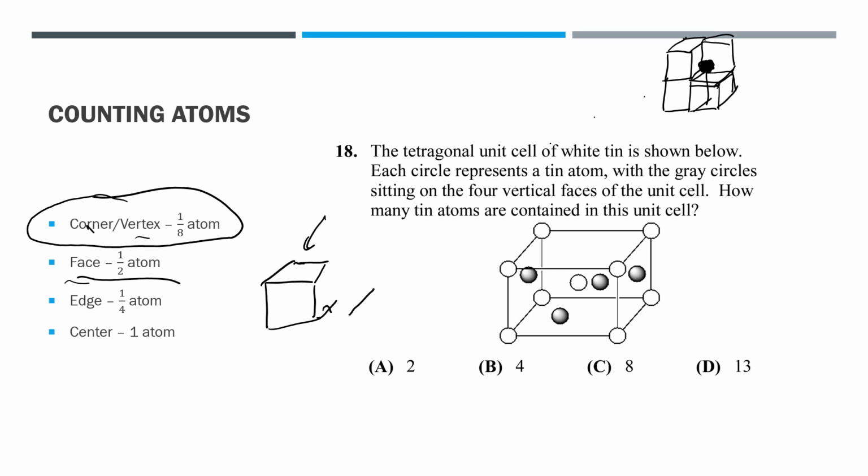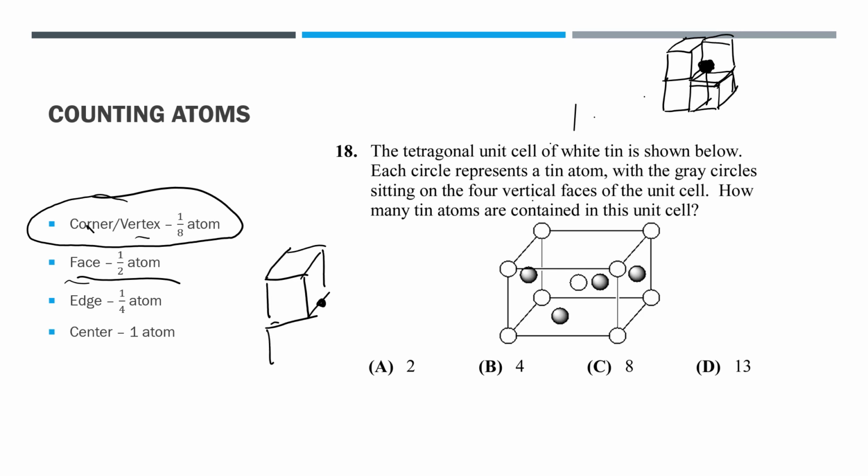Next, let's talk about the edges, right? So we have a similar idea for every single one of these counting methods, right? It's how many unit cells are sharing that edge, how many unit cells are sharing that face, how many unit cells are sharing that vertex, right? So if we look at an edge, right?